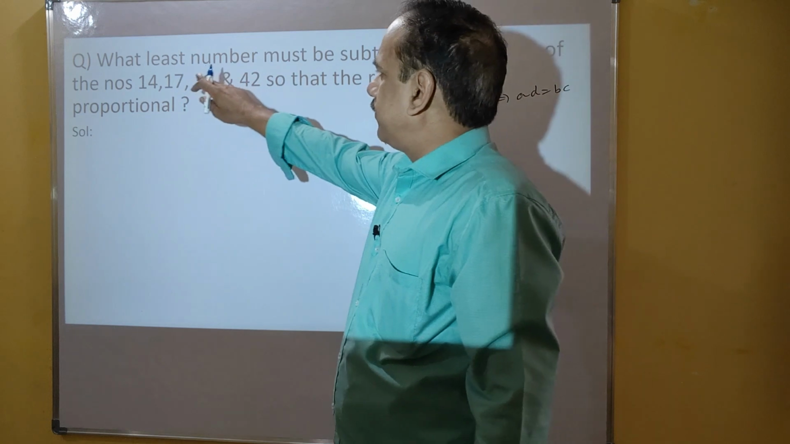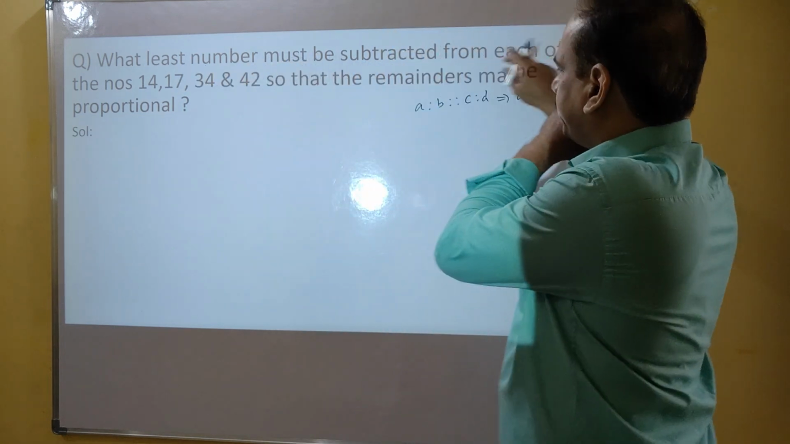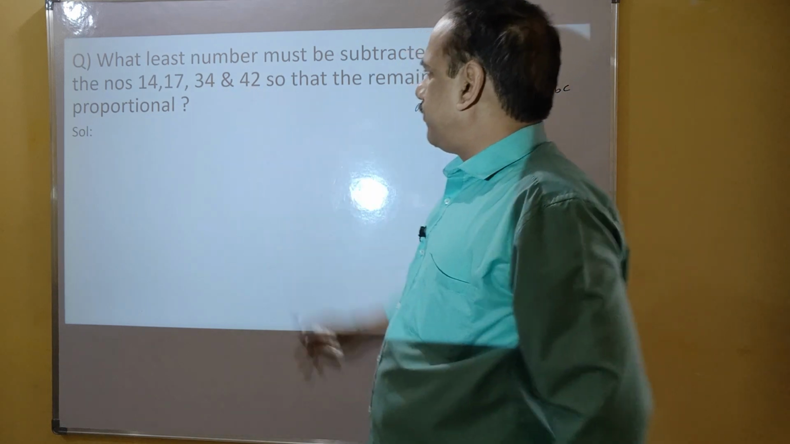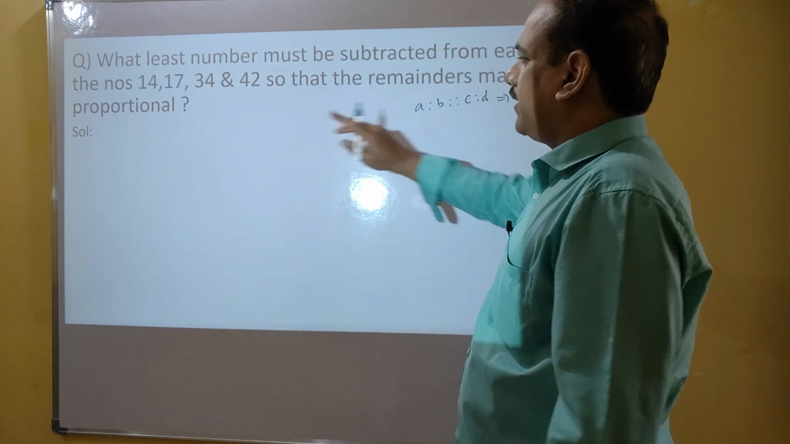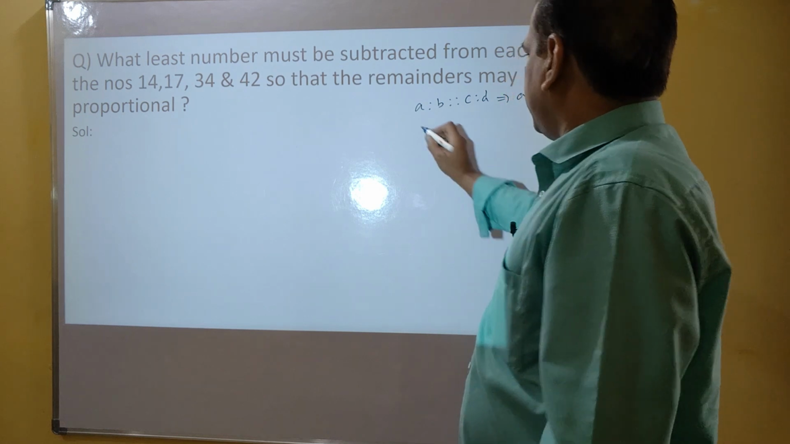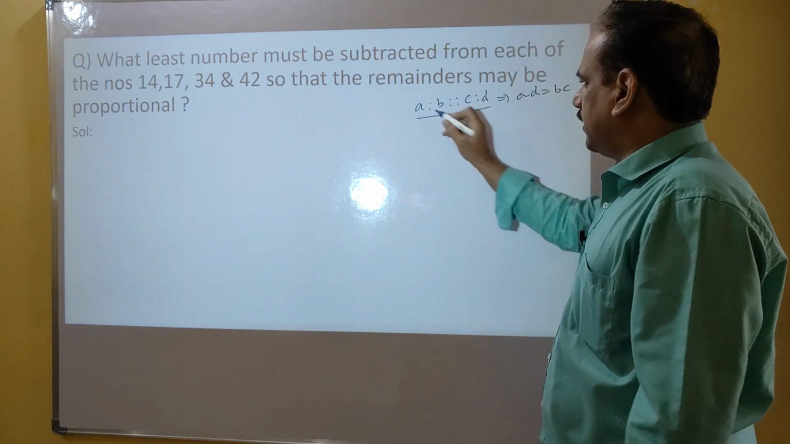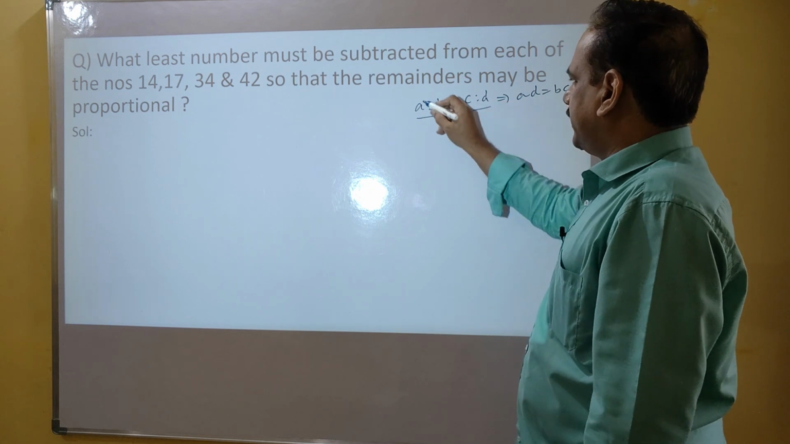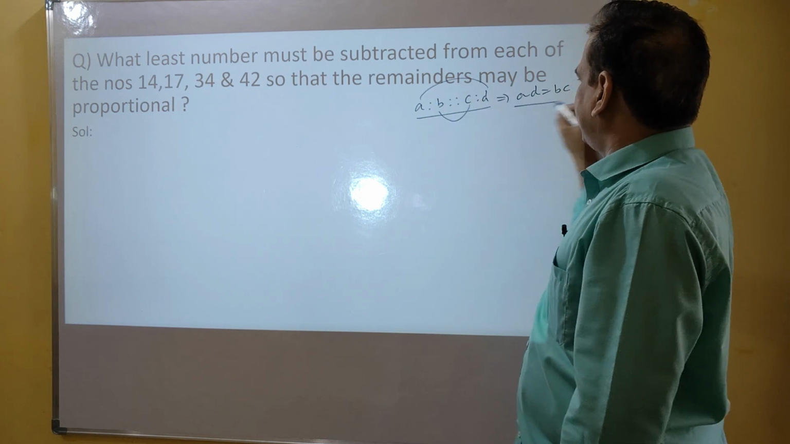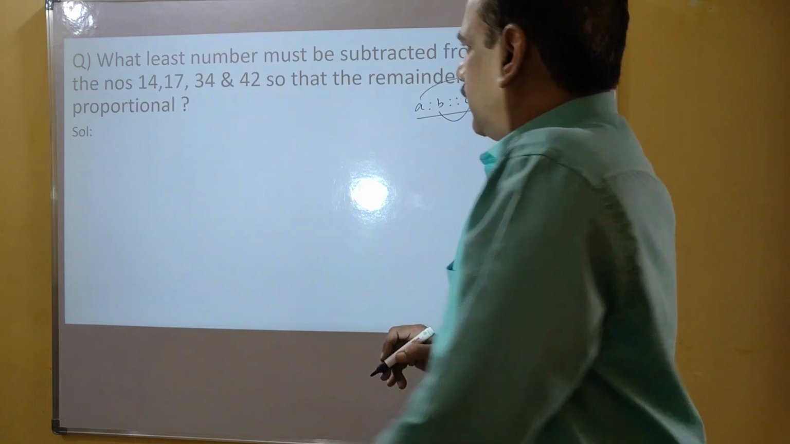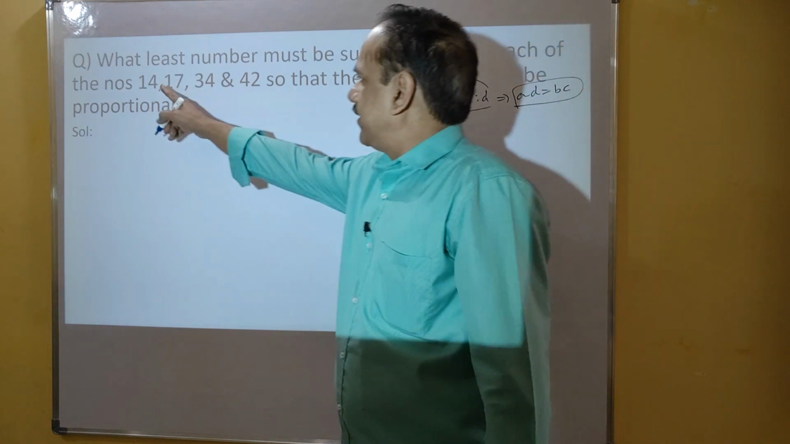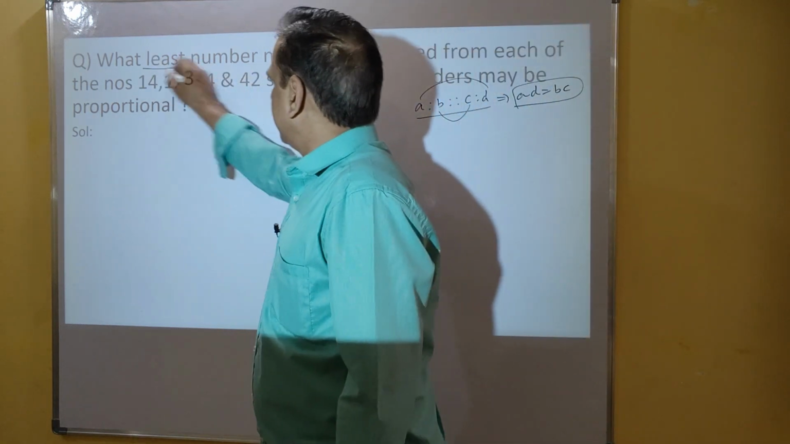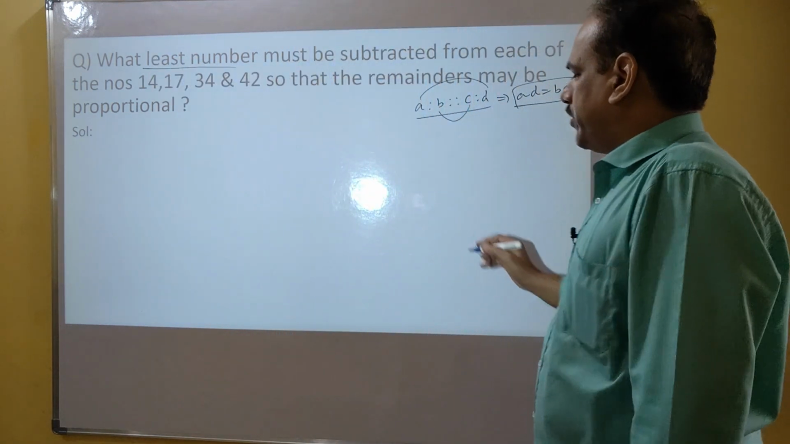So coming to this problem, what least number must be subtracted from each of the numbers 14, 17, 34 and 42 so that the remainders may be proportional. So when do you say 4 numbers are proportional? A is to B is proportional to C is to D. That is AD equal to BC. Now you are given 4 numbers, but you have to subtract a least number from them so that they are proportional.